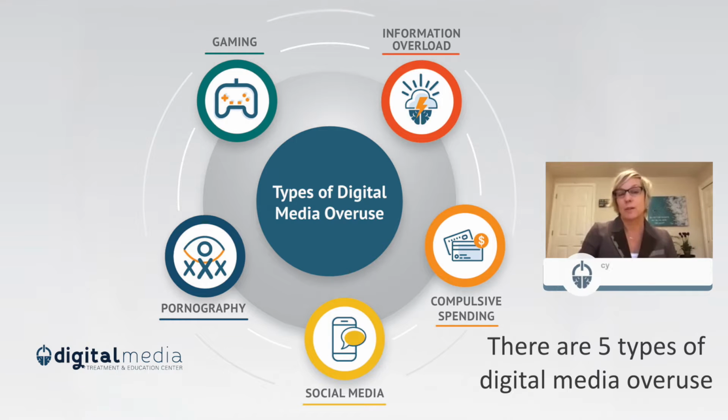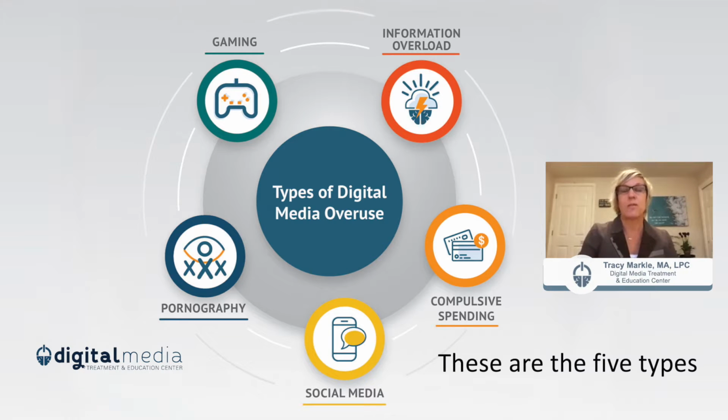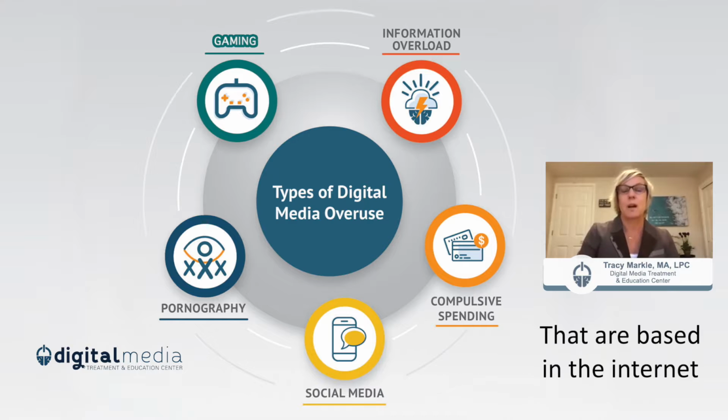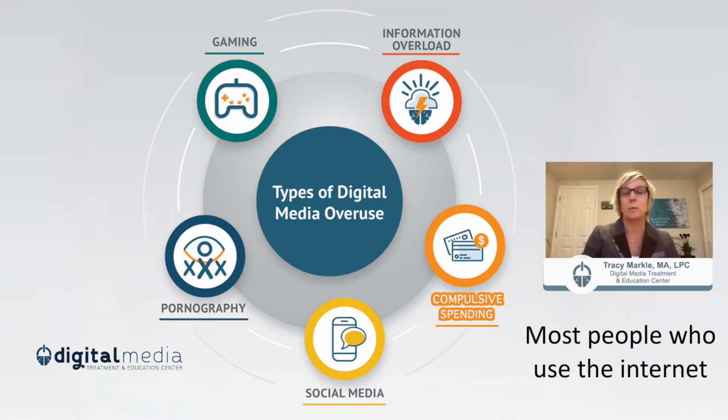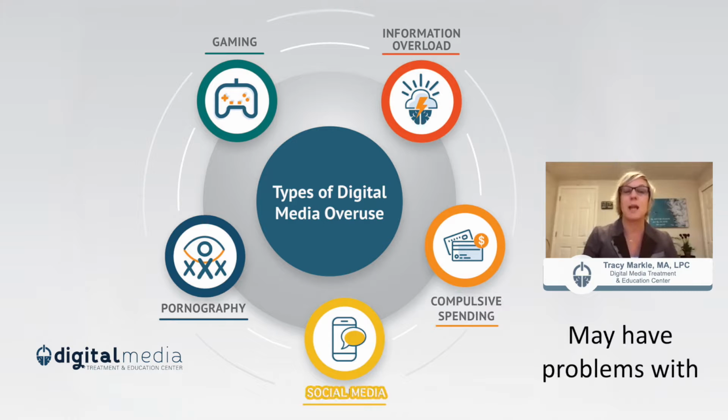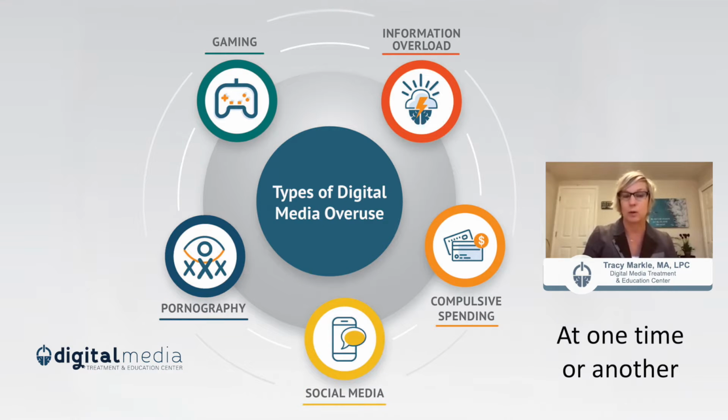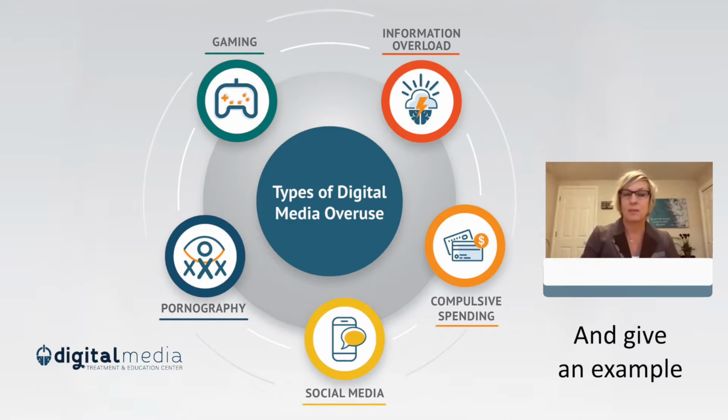There are 5 types of digital media overuse, and these are the 5 types that are based in the internet. These are the 5 that we find most people who use the internet may have problems with at one time or another. So I'll briefly describe each of the 5 types and give an example.